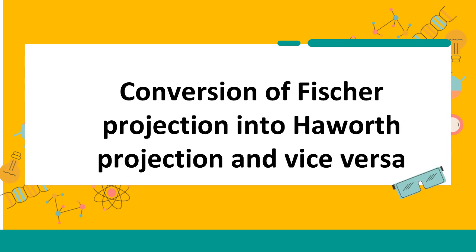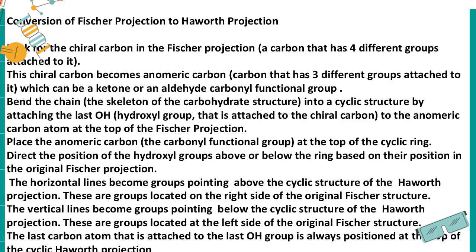Conversion of Fisher projection into Haworth projection and vice versa. Conversion of Fisher projection to Haworth projection. Look for the chiral carbon in the Fisher projection, a carbon that has 4 different groups attached to it.